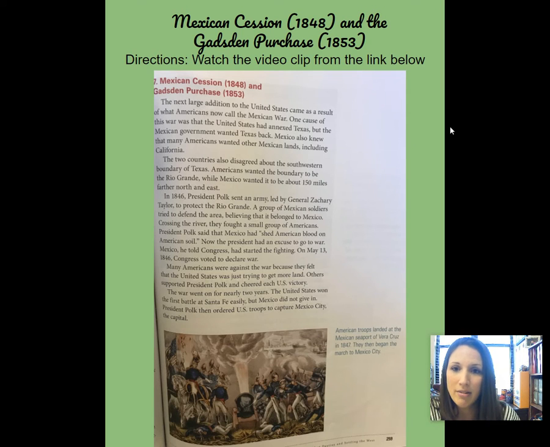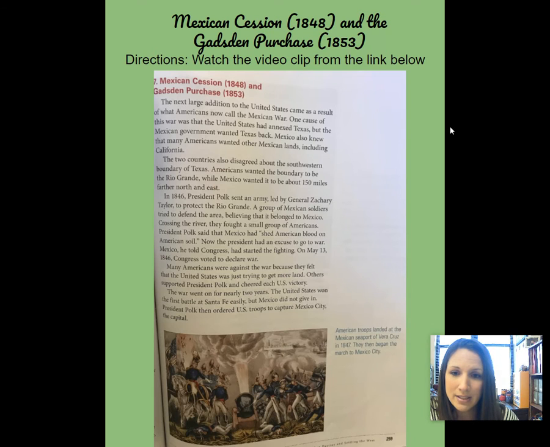So as I read, it says, the next large addition to the United States came as a result of what Americans now call the Mexican War. One cause of this war was that the United States had annexed Texas, but the Mexican government wanted Texas back. Mexico also knew that many Americans wanted other Mexican lands, including California. The two countries also disagreed about the southwestern boundary of Texas. Americans wanted the boundary to be the Rio Grande, while Mexico wanted it to be about 150 miles farther north and east.